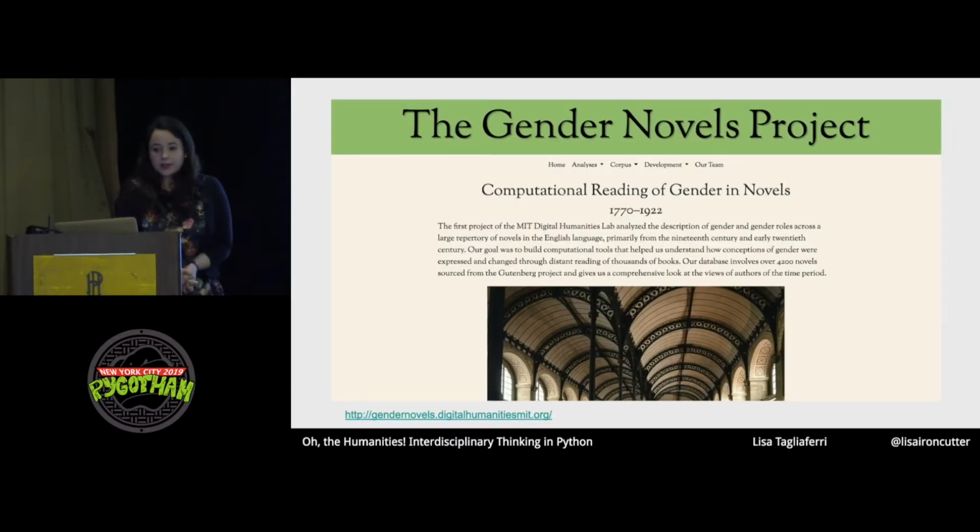So far, the Gender Novels project, the result of some of that work that we did, has had a few press mentions, and it is also now being generalized as a gender analysis toolkit by the Digital Humanities Lab. Specific projects can have larger applications. We can apply this toolkit potentially to issues that are affecting us today.